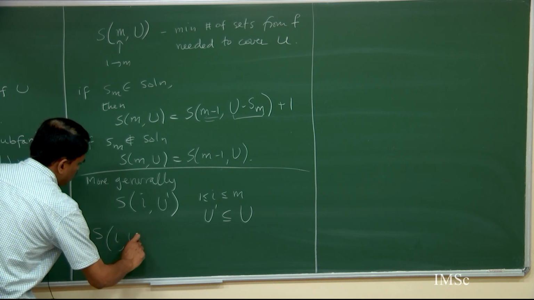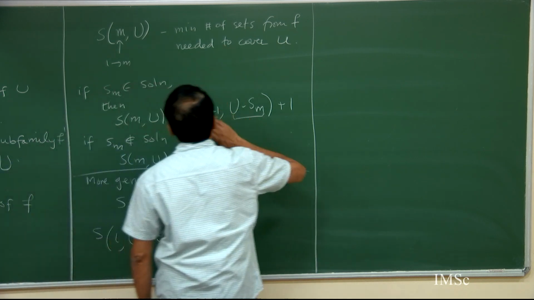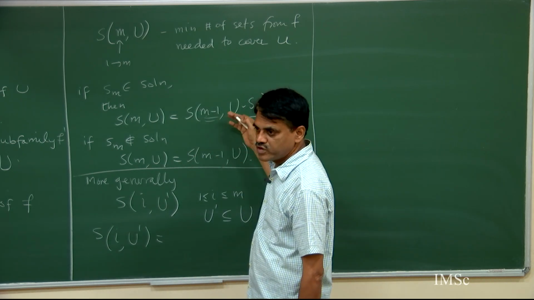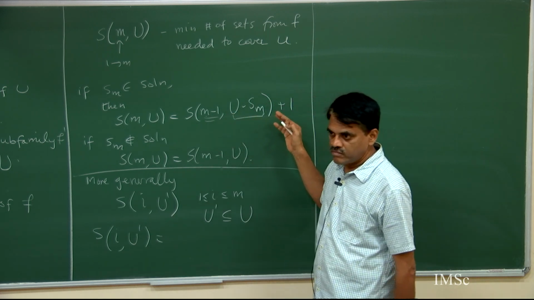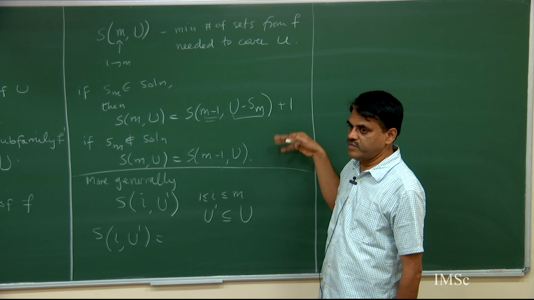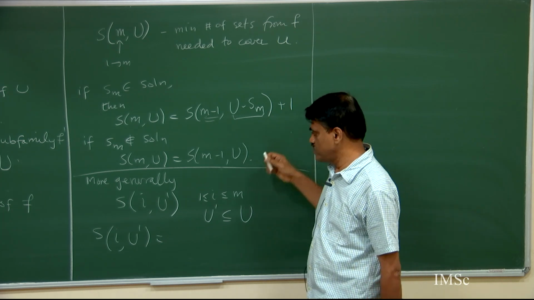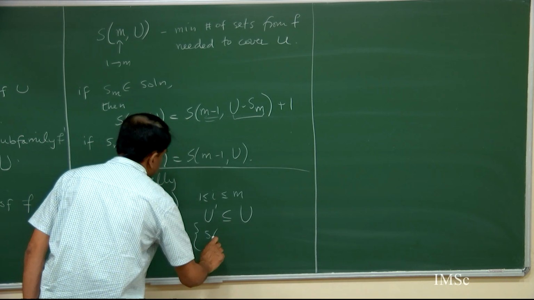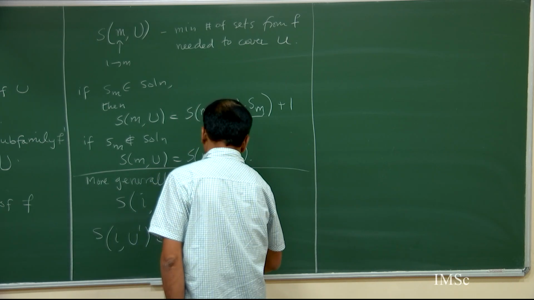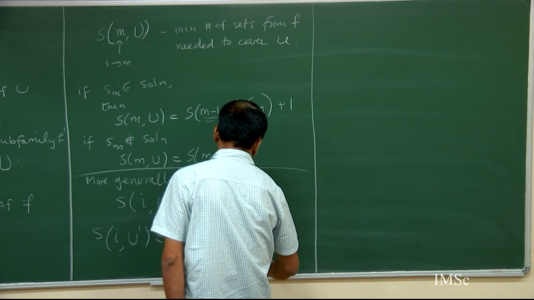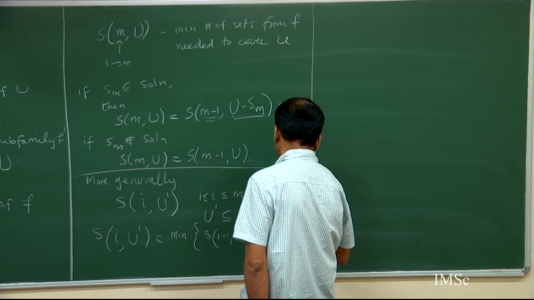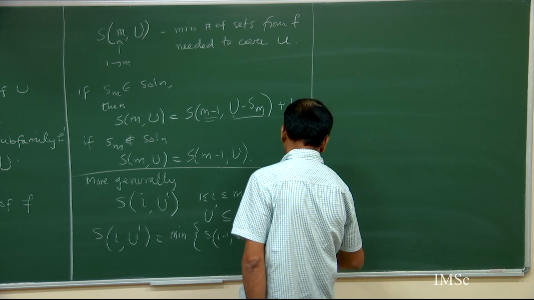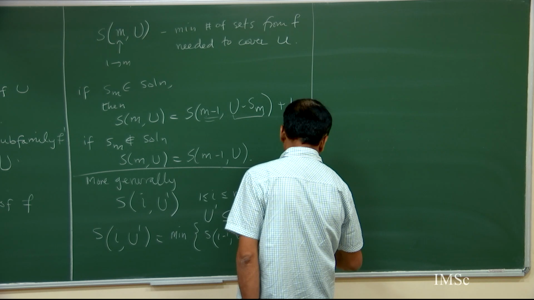And what is S_i U'? We do not know whether S_i is in the solution or not. So, what do you do? Take the minimum of this, because it is a minimization problem, right. So, S_i U' is the minimum of S_{i-1} U' and 1 plus S_{i-1} (U' minus S_i).